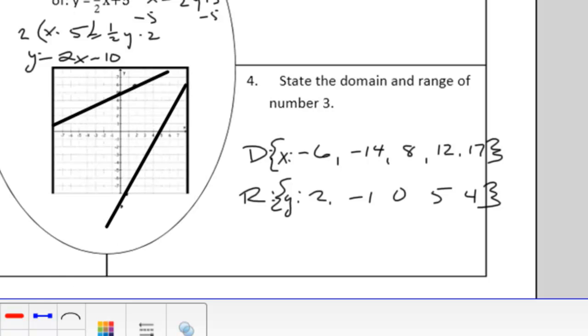The last thing you should denote here is your line of symmetry, and that line of symmetry is the reflection line y equals x.